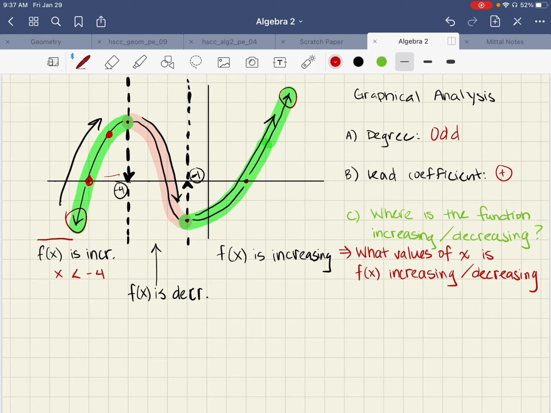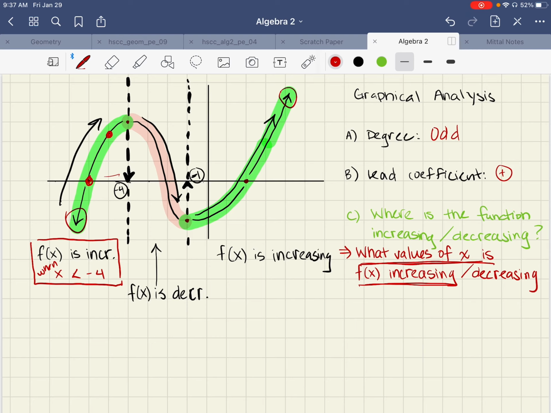And this statement, f of x is increasing when x is less than -4, is me answering what values of x the function is increasing. It is increasing for all the x's less than -4. And I can do the same thing for the decreasing. The decreasing is a little bit more complicated, so I'm going to skip that. I'll come back to it right after. I want to take a look at the increasing part first.